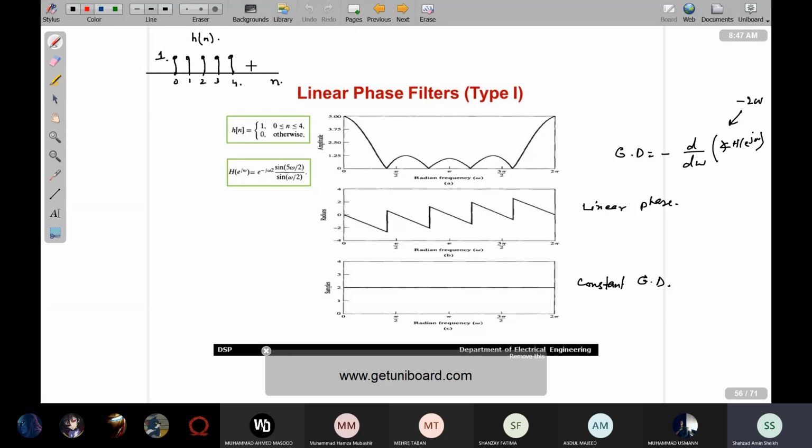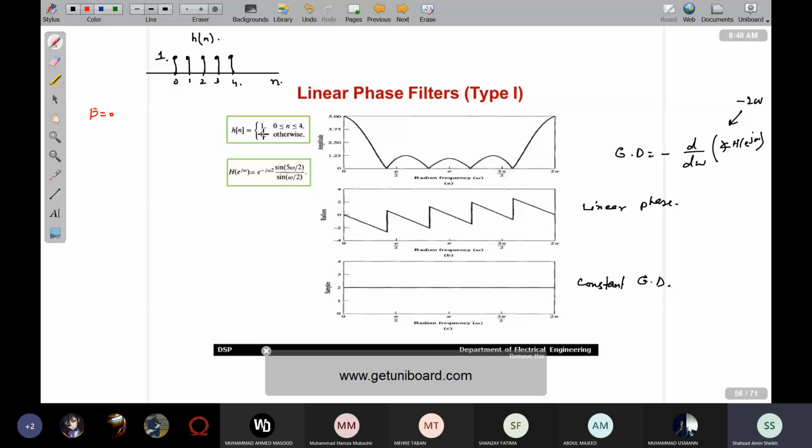Why type 1 filter and why not type 3? Why it's type 1 and not type 3? Sir, because it is symmetric. Even symmetric, yes, absolutely. Because it is showing even symmetry and it's a case of beta equal to 0. So that's why it's a type 1 filter.